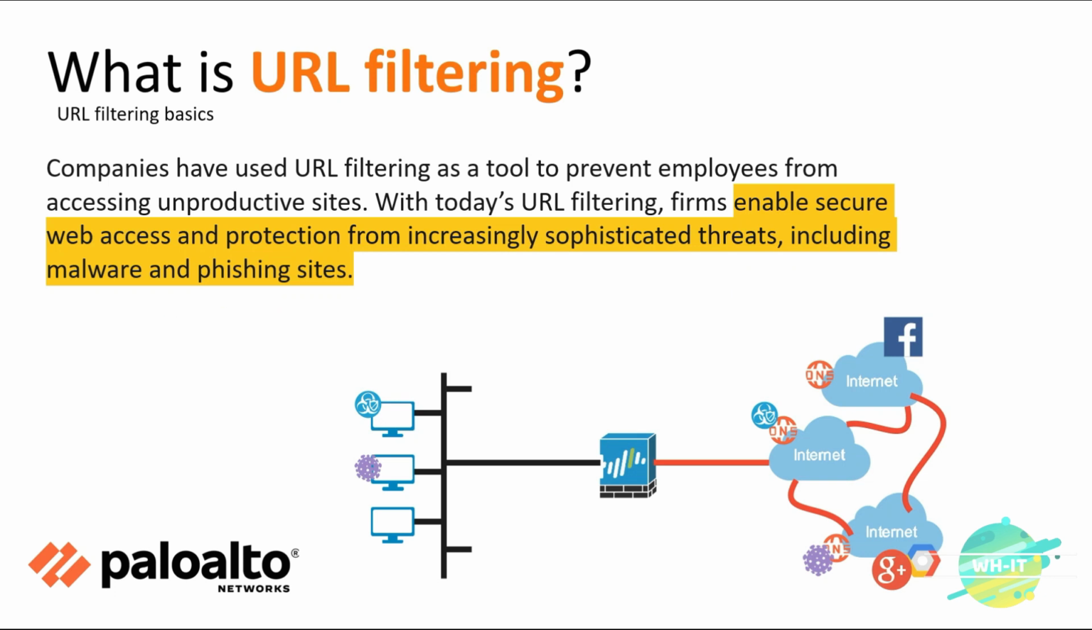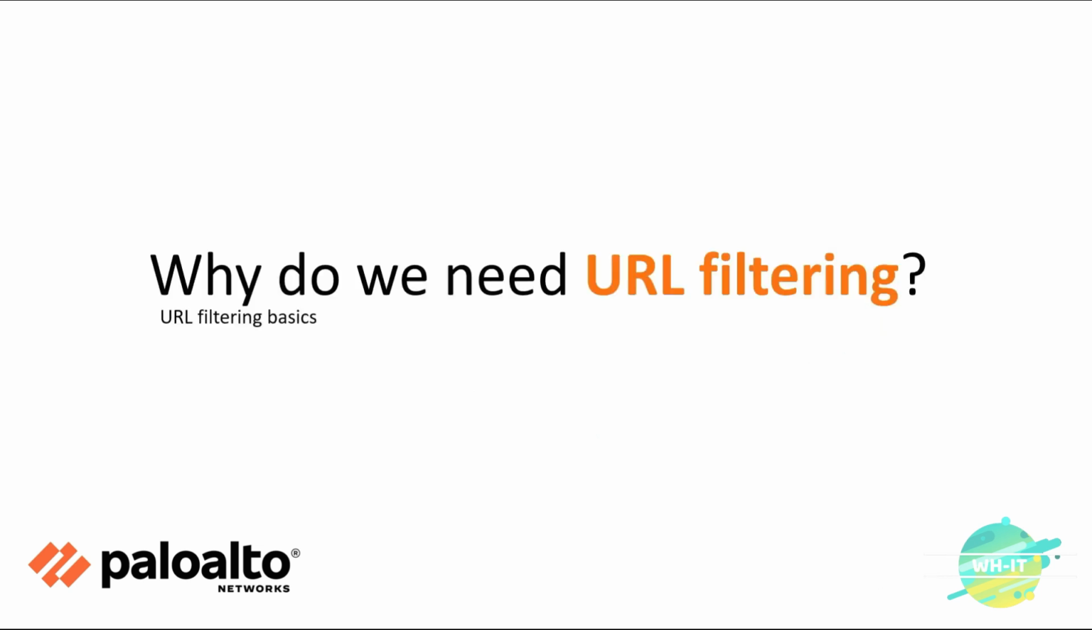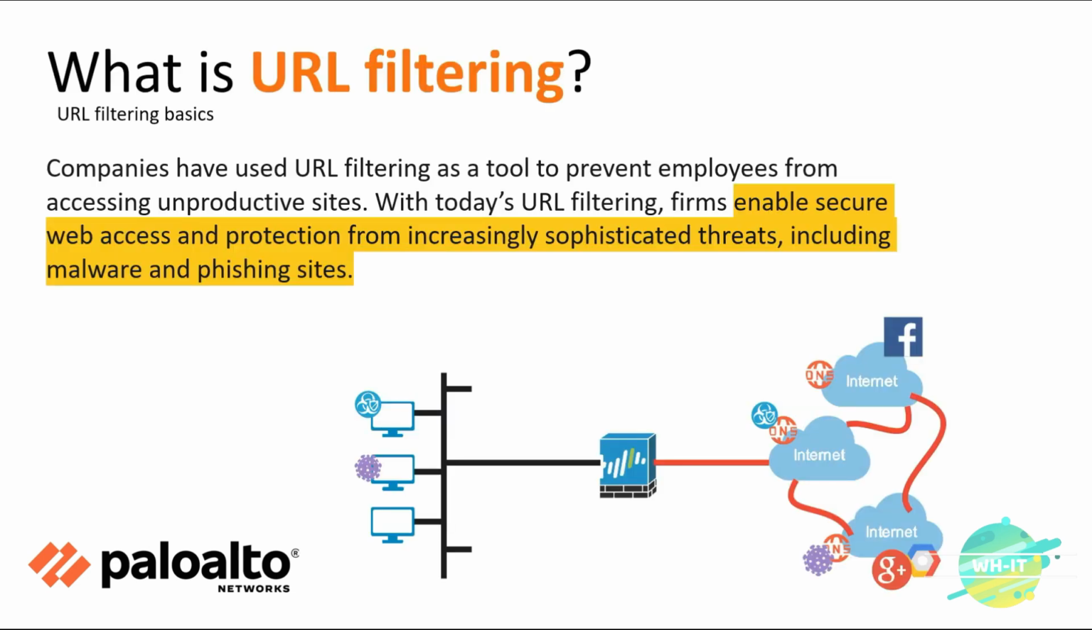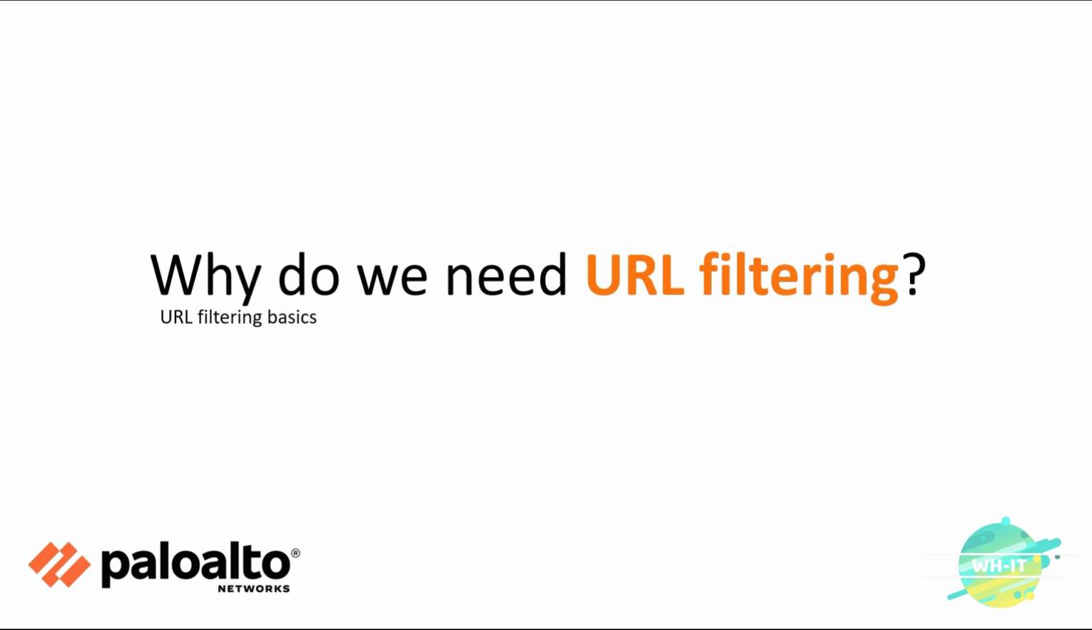Now the next question might come to your mind, which is, why do we even need Palo Alto URL filtering? For example, you might say, let's say I have this web proxy which is offered by a third party, and I'm happy with what it does, like stopping any kind of unproductive website. So the question would be, why do I even need Palo Alto URL filtering? I understand that it is going to stop threats with live detection, something like that.